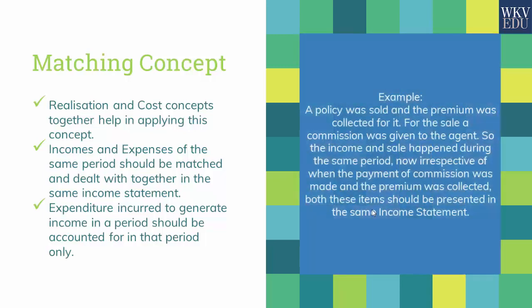The example here is that if a policy was sold and the premium was collected for the sale, a commission was given to the agent. So the income and sale happened during the same period. Now, irrespective of when the payment of commission was made and the premium was collected, both these items should be presented in the same income statement. So the premium of the policy as well as the commission that you had to pay to the agent should be a part of the same income statement and not depend on when the premium was actually paid to you and the commission was paid to the agent.